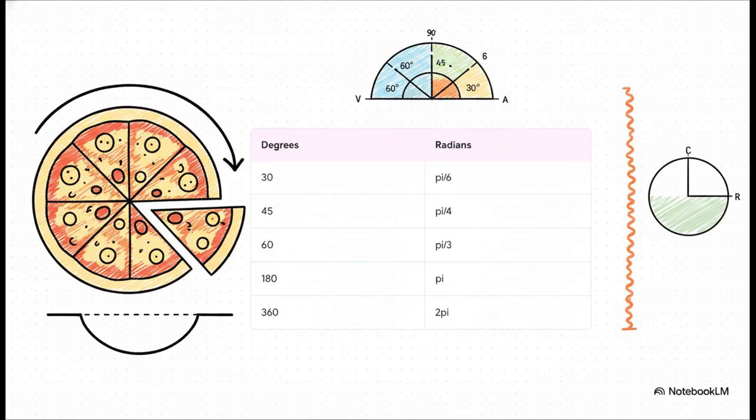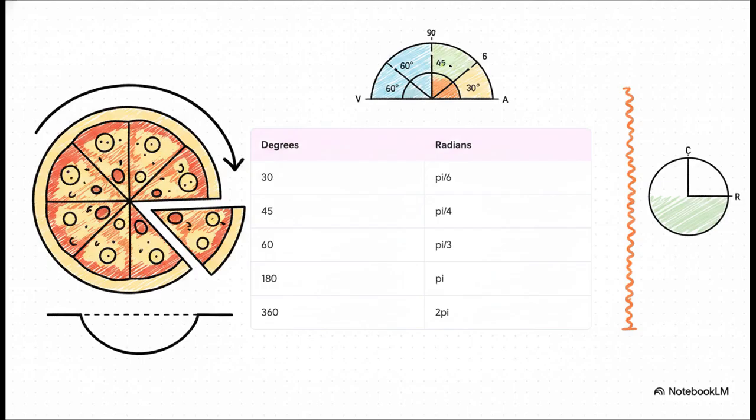To put that into perspective, think about a complete rotation around our pizza. That is 360 degrees, which gives an arc length of the full circumference, or exactly 2 pi radians. If we cut that in half, 180 degrees equals exactly pi radians. From there, everything else just falls right into place. 90 degrees is pi over 2, 60 is pi over 3, and so on. Getting familiar with these standard conversions gives you a massive advantage because it lets you bypass the manual math completely during a timed test.